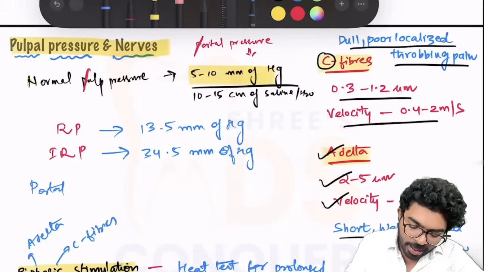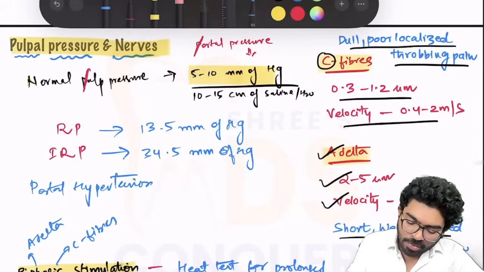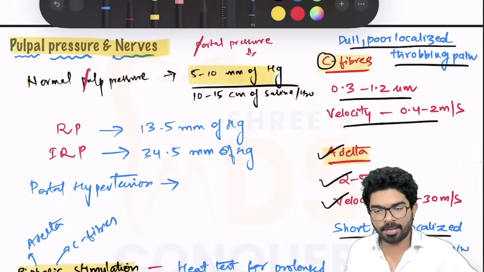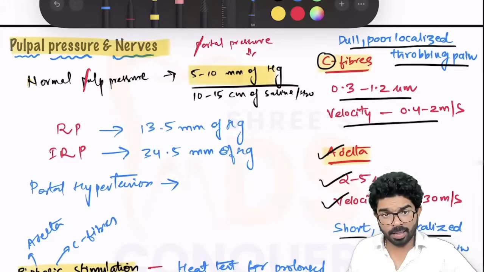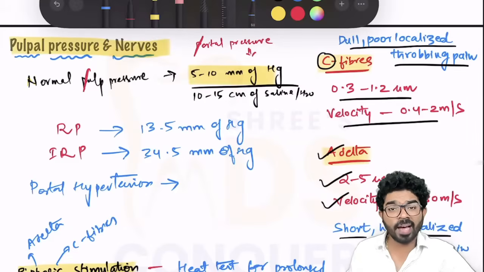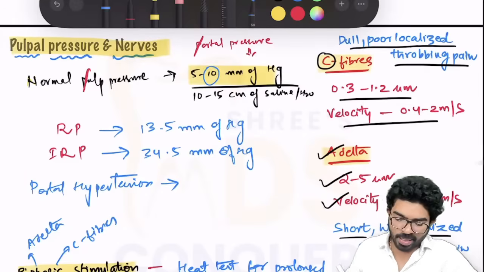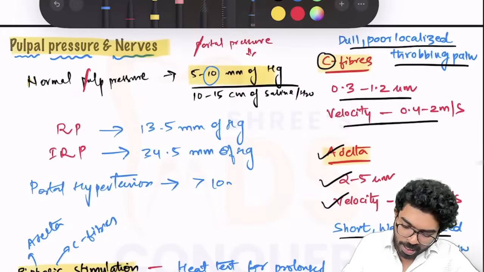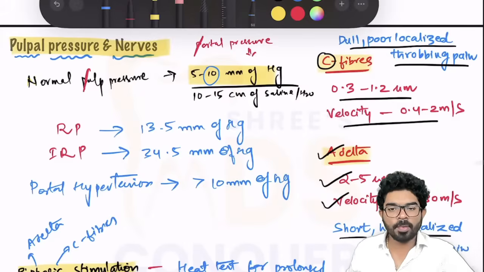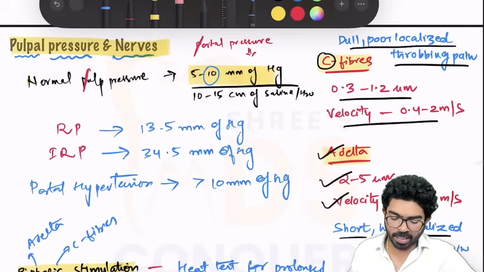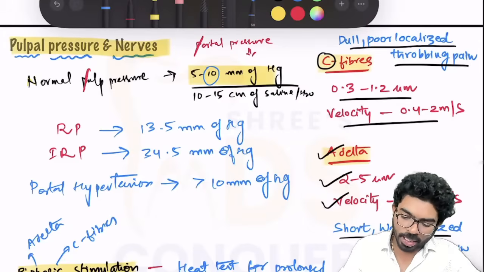Portal hypertension. We know normal hypertension is when your blood pressure is increased, 120 by 80. So portal pressure is whenever the value, because we learned the value is 10. So whenever this value is more than 10 millimeters of Hg, that particular condition is called portal hypertension.